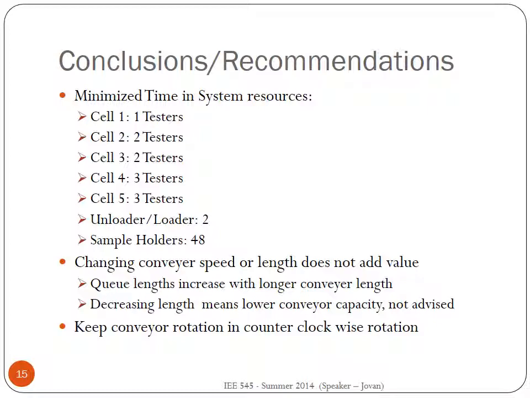We also had some ideas to further improve the system by changing the conveyor speed or length, but found that did not actually add any improvement in our throughput or sample times. It turns out that queue lengths increase with longer conveyor length, and decreasing length means lower conveyor capacity, which is not advised. Keep the conveyor in counterclockwise rotation, because reversing the direction did not have any effect.